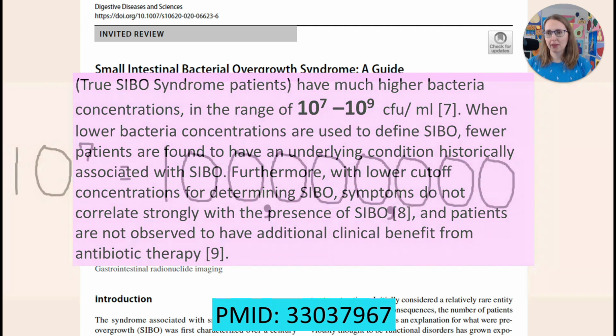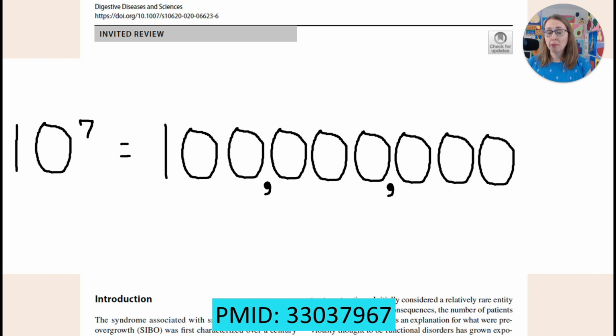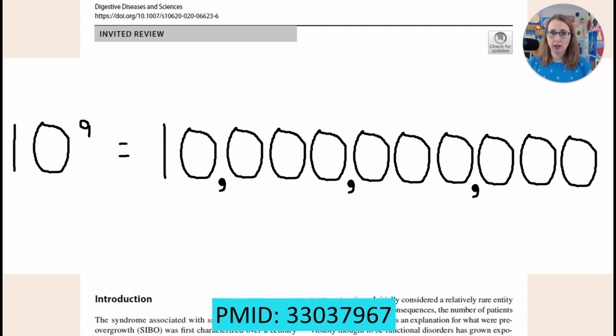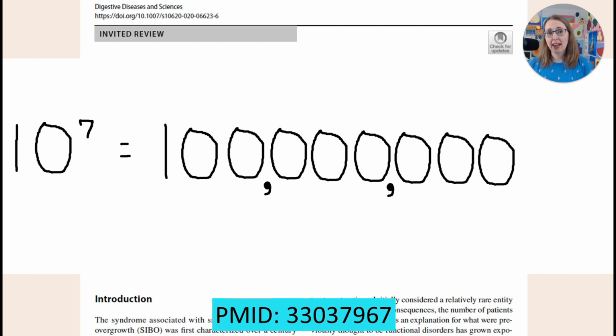So remembering math again, 10 to the 5th was 1 million. 10 to the 7th is 100 million. And now 10 to the 9th, that's 10 billion. So where does the cutoff really lie? Do we need to be telling people they have SIBO if they have 10 billion bacteria per ml? Do we need to be telling them they have SIBO when they have 100 million CFU per ml? Or are we really honestly going to start telling people that they have SIBO when they have 10,000 CFU per ml?